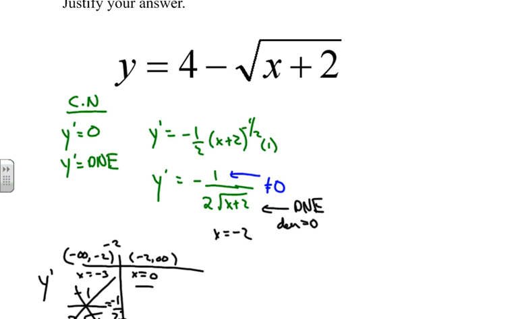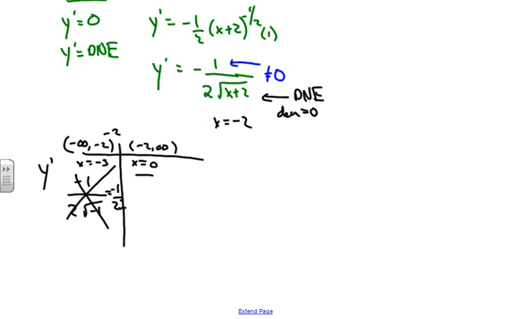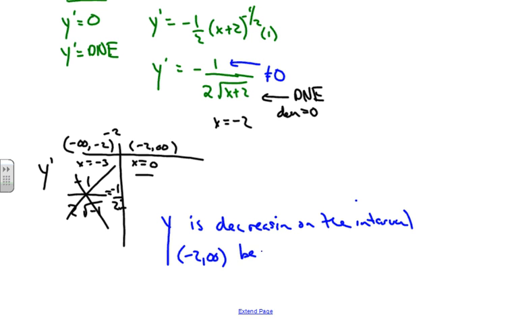Once again, for this one, according to our analysis, we found that y is decreasing on the interval -2 to infinity, because, hopefully you know why, we're looking at this right here, y prime is negative on that interval. That is why it will be decreasing. And we could write in here y decreasing if we wish.